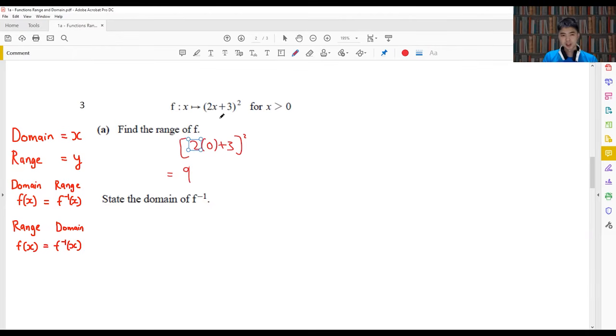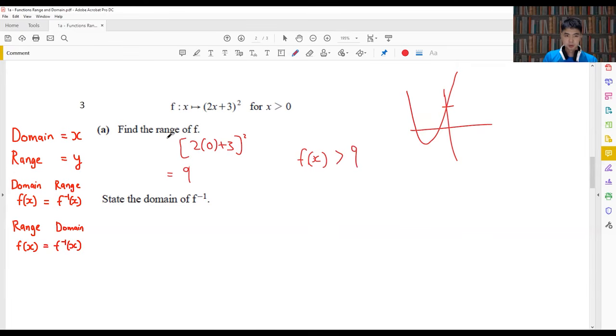If we were to plot this graph out, it would look something like this, where you have positive 9. Then we will only take positive 9 onwards into account. So the range for f(x) has got to be more than positive 9 as well.